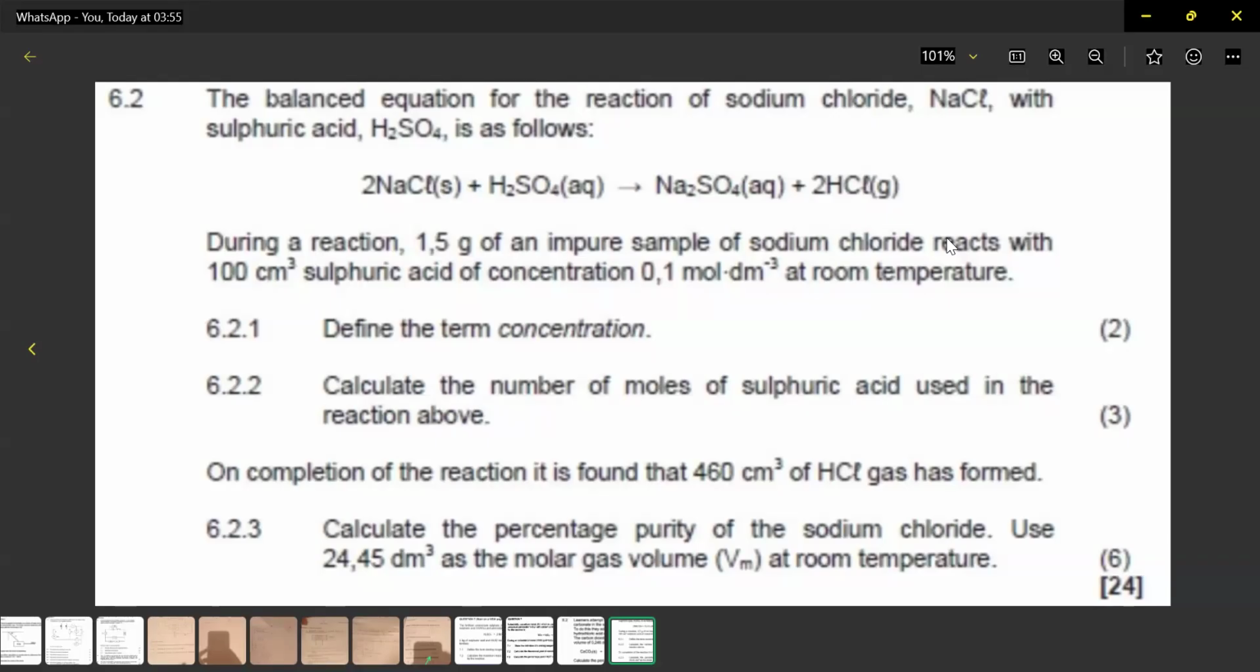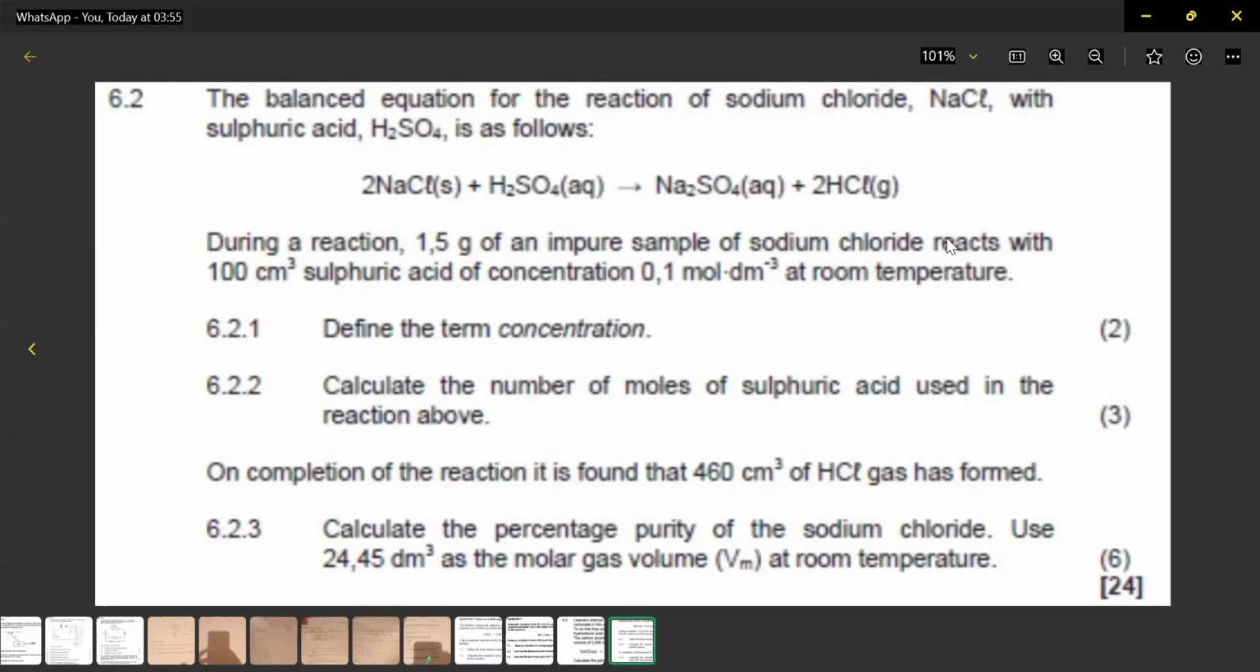During a reaction, 1.5 grams of an impure sample of sodium chloride reacts with 100 cubic centimeters of sulfuric acid with a concentration of 0.1 mole per cubic decimeter at room temperature. Now, the first question is asking us to define the term concentration. Well, I honestly trust you to do that one.